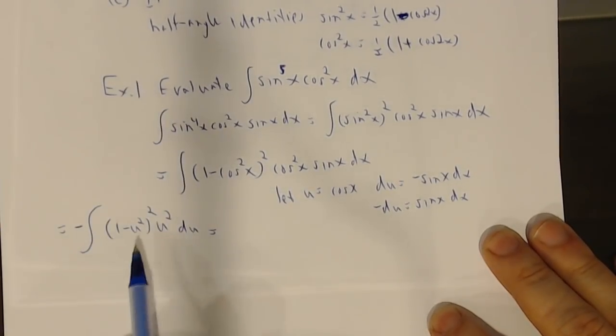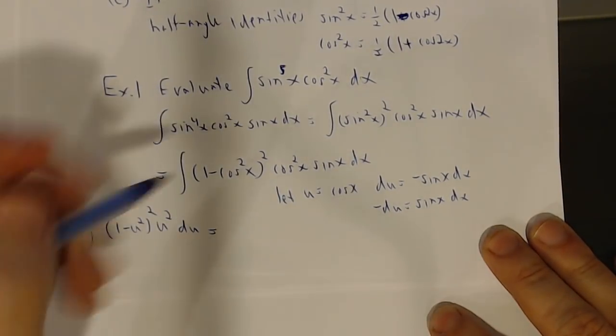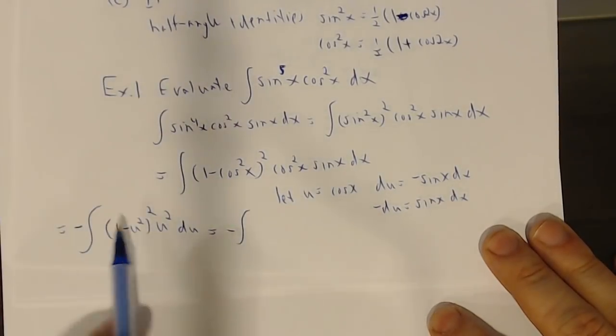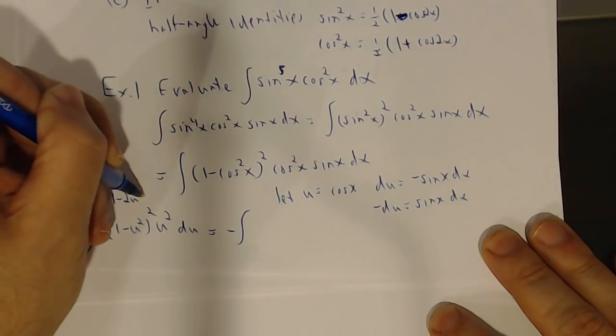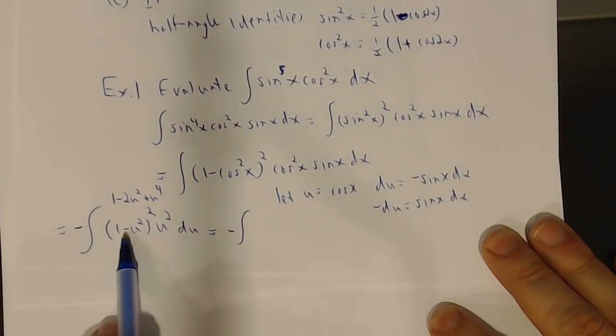Before I could integrate, I'm just going to have to multiply these out, which is not a problem. So what's 1 minus u squared, quantity squared, going to be? This will be 1 minus 2u squared plus u to the fourth. That's what this is.